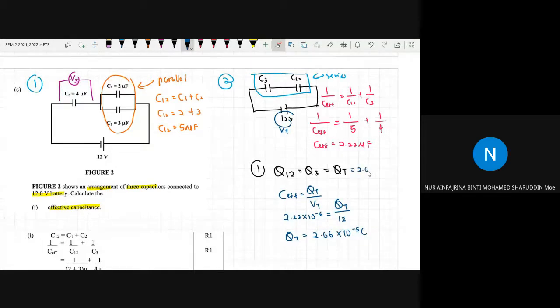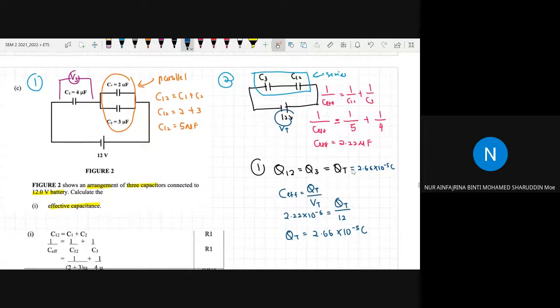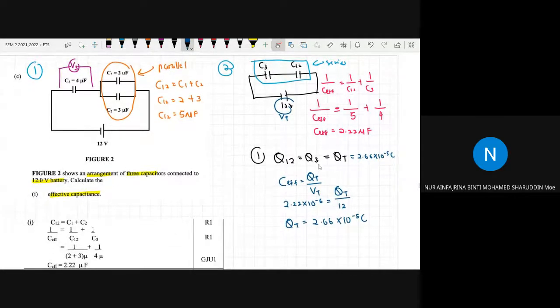Okay. Now, sekarang charge you dah dapat. Total charge you sama juga dengan charge 3. So, sekarang Miss dah ada charge 3. Miss tahu juga capacitance 3. Now, boleh tak Miss nak cari potential difference across capacitance 3? Can or cannot? Can.